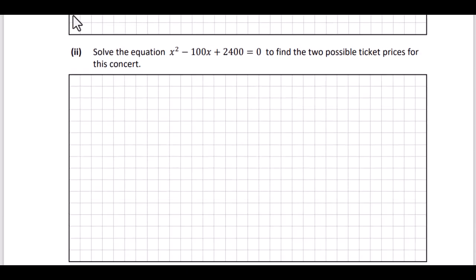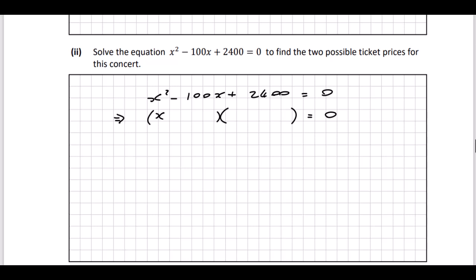Okay, let's have a look at the next one then. It says solve the equation to find two possible ticket prices for this concert. So we have x squared minus 100x plus 2,400 is equal to 0. So we've got to solve this. Now a couple of ways of doing this. There are quite a few ways of doing it actually, but we can factorize, or we can use the minus b or the quadratic formula. It's up to yourself what way you want to do it. This will in fact factorize, so I'm just going to do it that way.